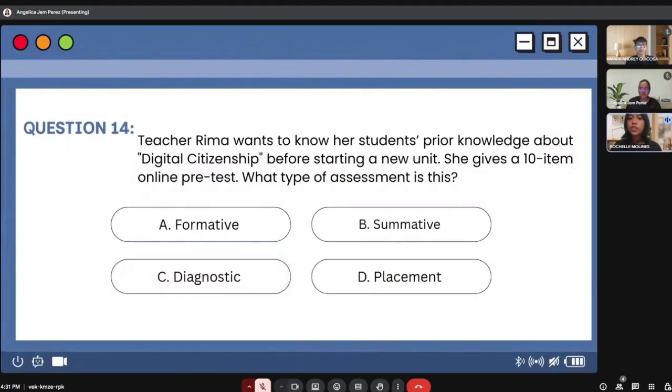Teacher Rima wants to know her students' prior knowledge about digital citizenship before starting a new unit. She gives a 10-item online pre-test. What type of assessment is this? Letter A. Formative. Letter B. Summative. Letter C. Diagnostic. Or letter D. Placement.